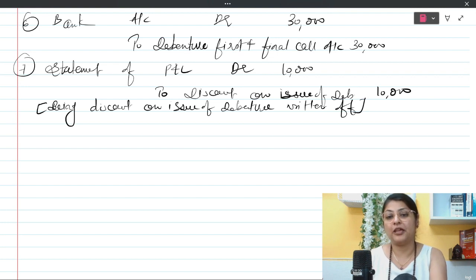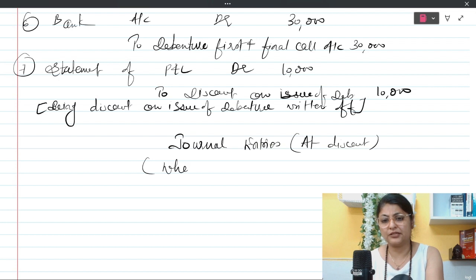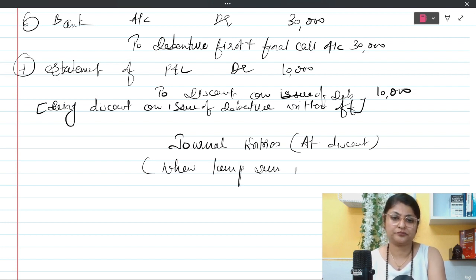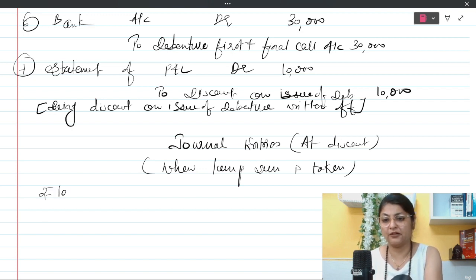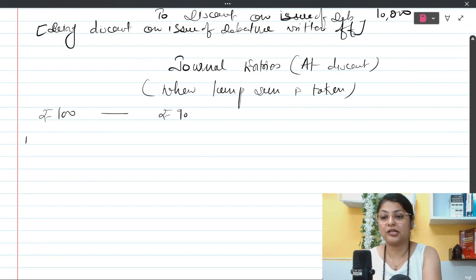Now we have these entries when we are taking a lump sum amount from the public, when debentures are issued at discount and the lump sum is taken. It means the whole 90 rupees you will take. The face value of the debenture is 100. You have issued it for rupees 90. So here again the combined account has to be opened.